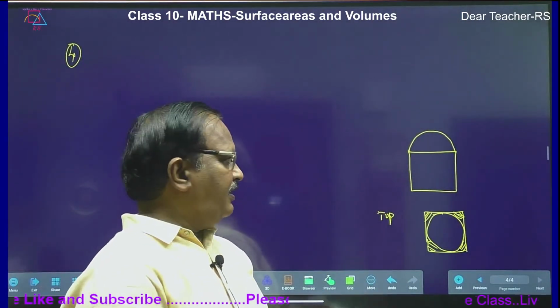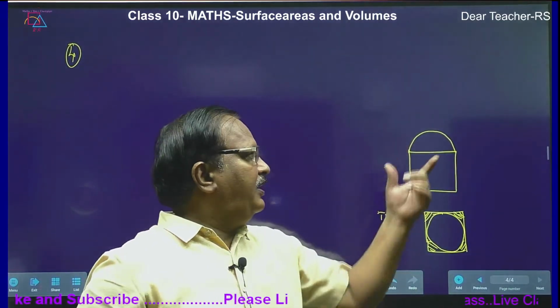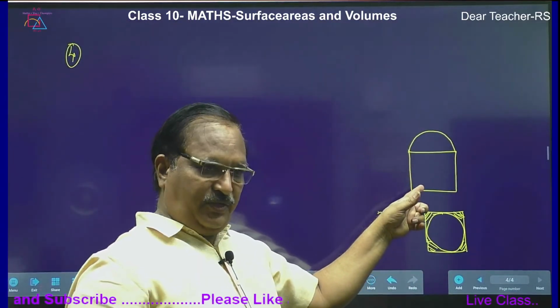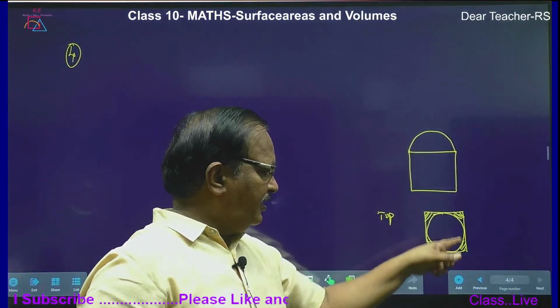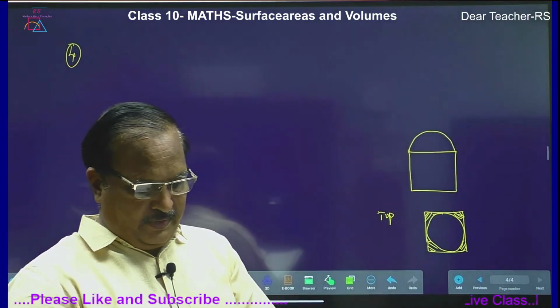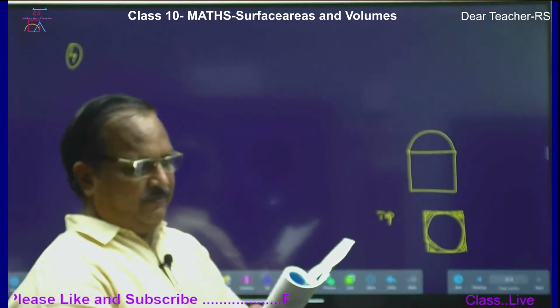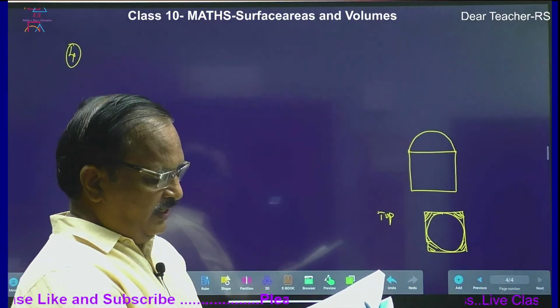Top surface means the cube, the top of it, because it won't cover. Hemisphere has a circular base, whereas cube has a square base. So square base, circular base. So what is the greatest diameter that hemisphere can have, and find the area of the solid.